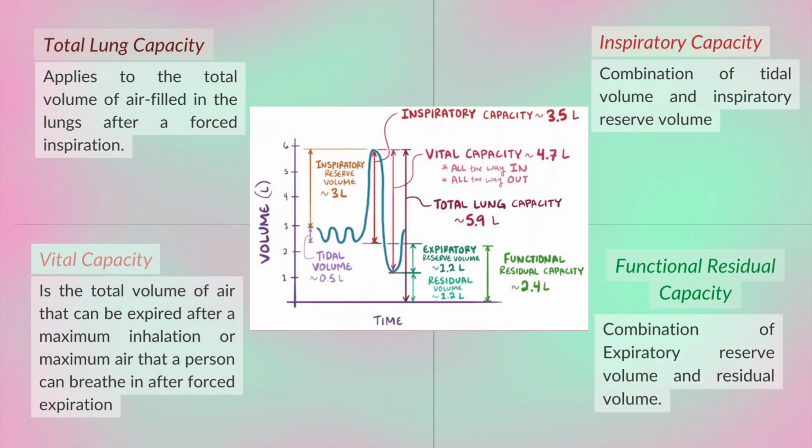The total lung capacity is the combination of the vital capacity and residual volume, which is the total volume of air that the lungs can hold, and it adds up to 4.7 liters plus 1.2 liters of air. Next, the inspiratory capacity. It is a combination of the tidal volume and the inspiratory reserve volume, which is 0.5 liters plus 3 liters of air.